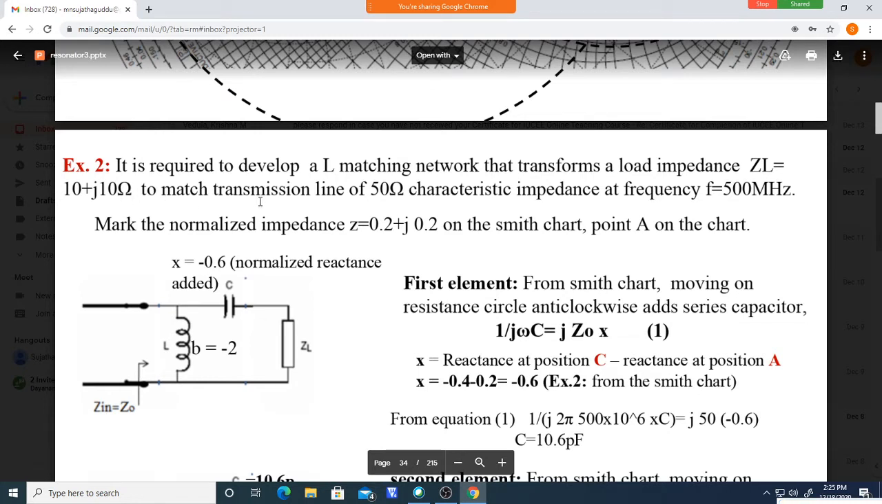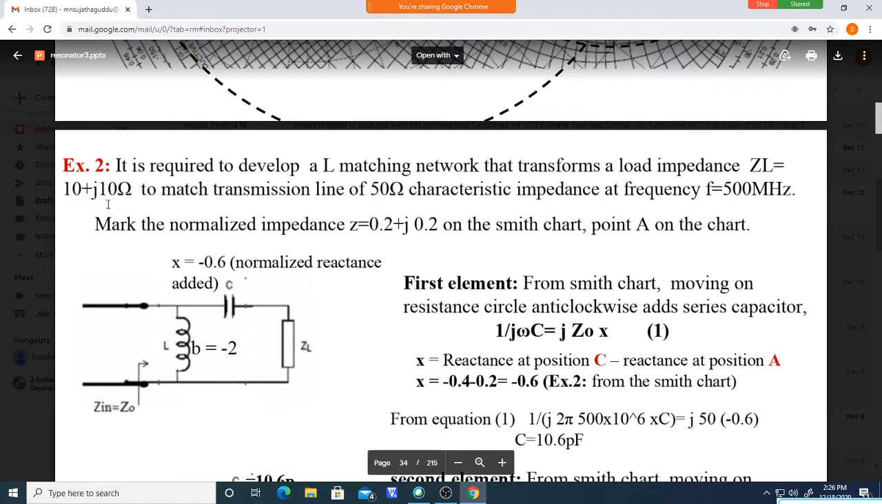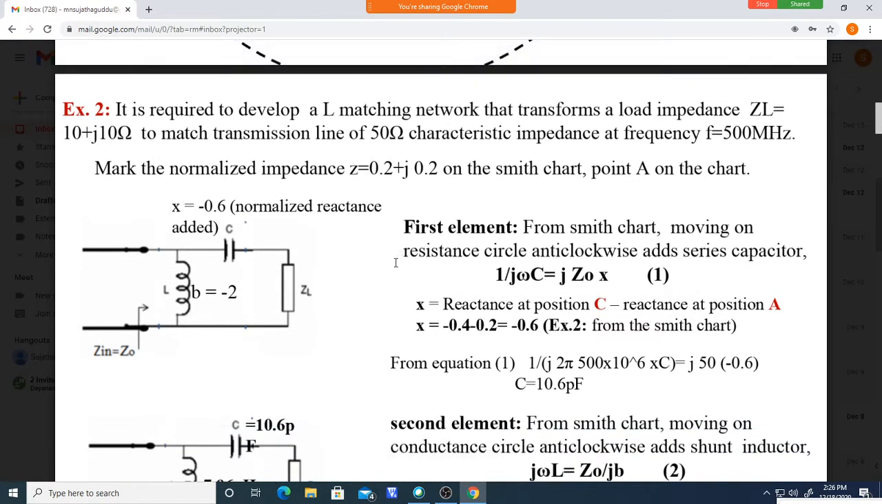They may specify the problem in terms of some application also. Instead of simply saying the load ZL is equal to something, they may say it is the output impedance or input impedance of some structure or some circuit. That way they may state the problem. The problem statement may be different, but ZL is like this. Here ZL is given, it is this value, and 50 ohm again. So what is the solution for this?